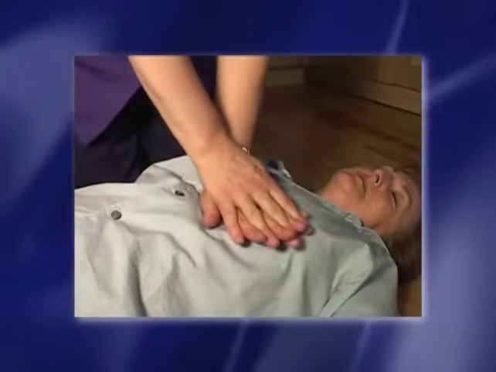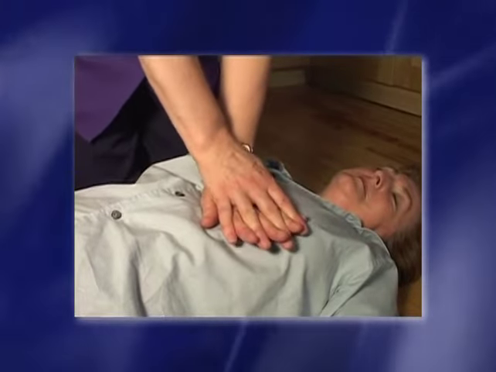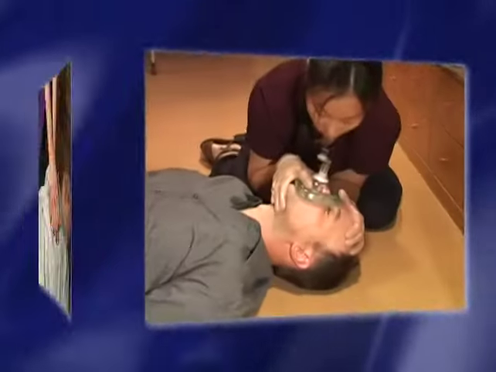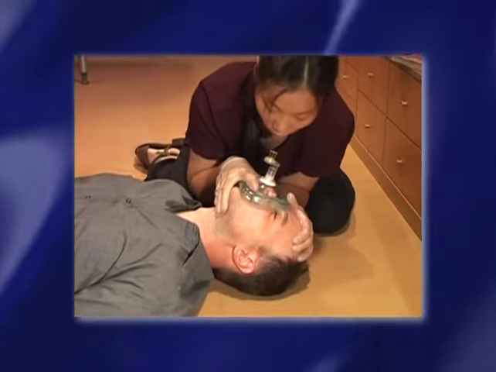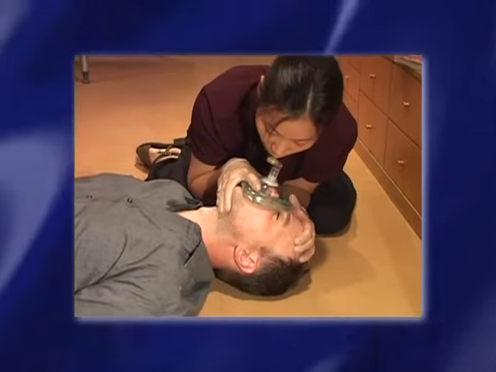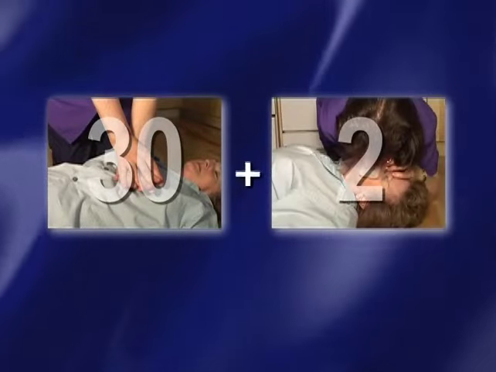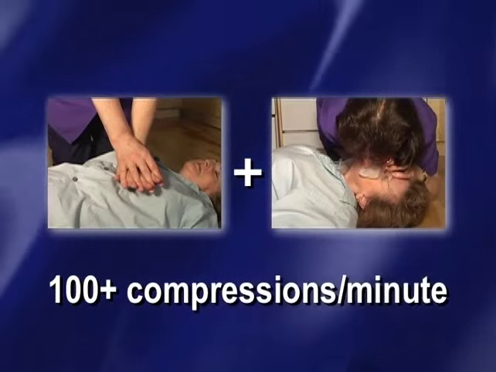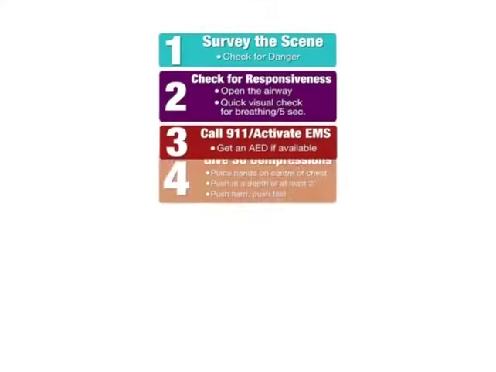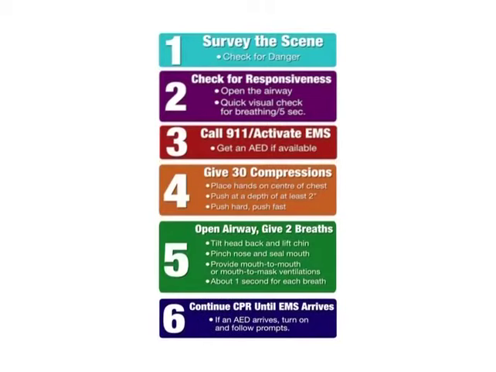All trained rescuers should provide chest compressions for victims of cardiac arrest. In addition, if the trained rescuer is able and willing to perform rescue breaths, compressions and breaths should be provided in a ratio of 30 compressions to 2 breaths, averaging at least 100 compressions per minute. New studies have led to important changes to CPR methods. Here is a brief overview of the steps required in an emergency situation.